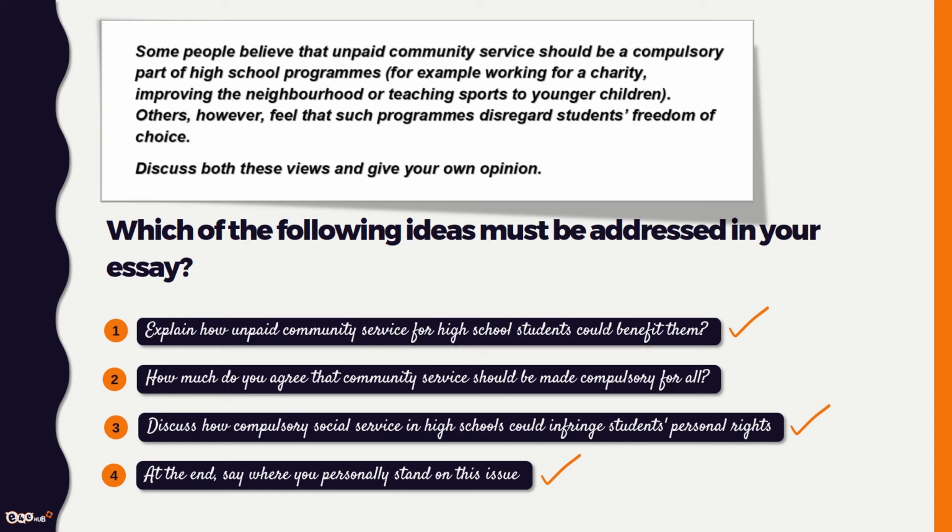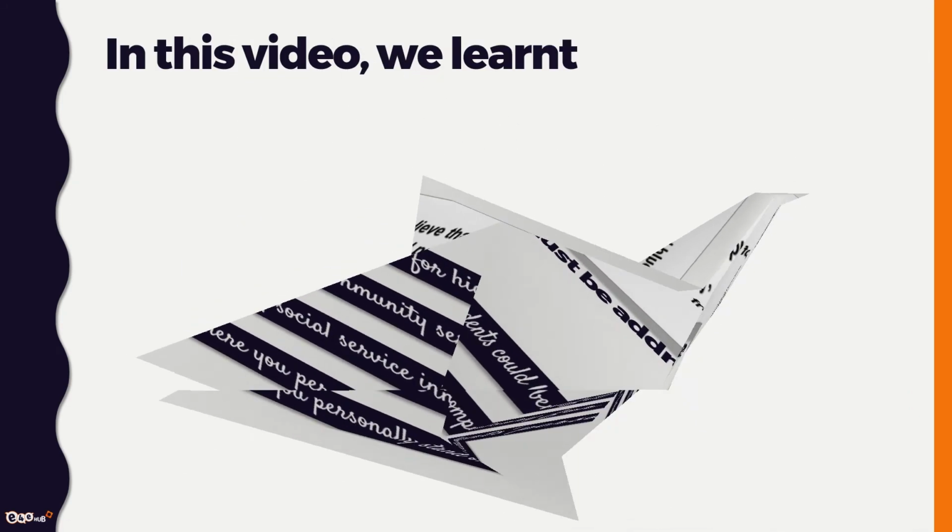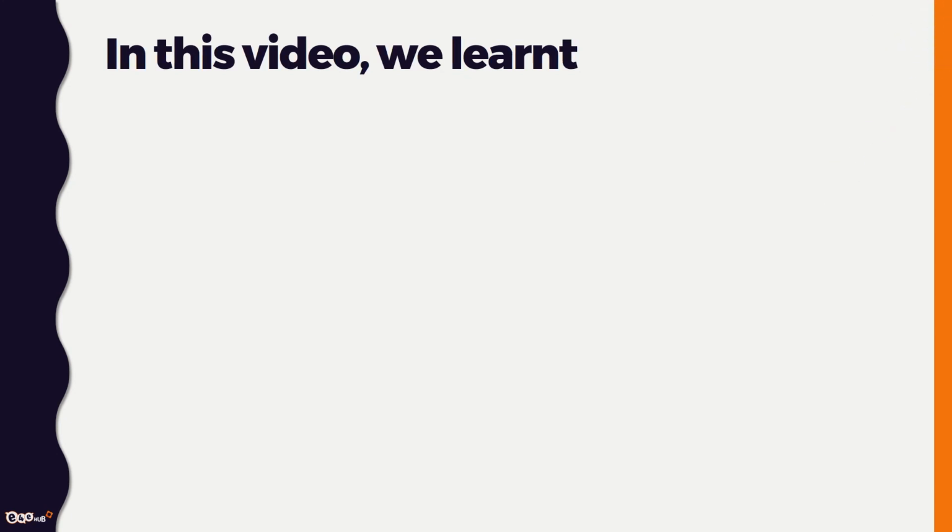Always, when analyzing any essay task, ask yourself, what is the specific topic in the essay? Here, the topic has 2 sides. One side, community service should be compulsory in high schools. The other side, compulsory community service infringes students' personal choice and fundamental rights. So we've got to discuss both and finally give them where we stand. Yeah. So that's how we analyze any discursive essay question.